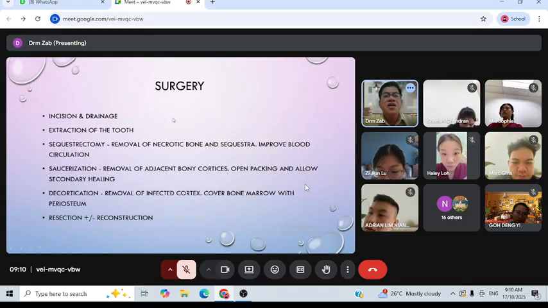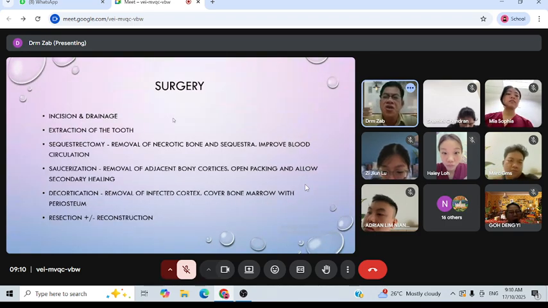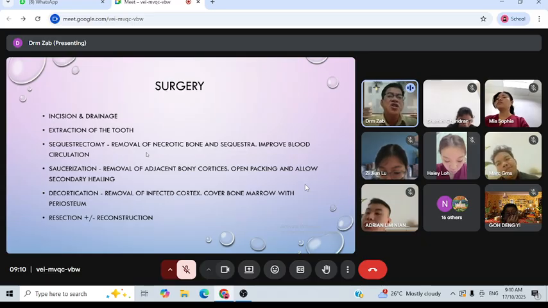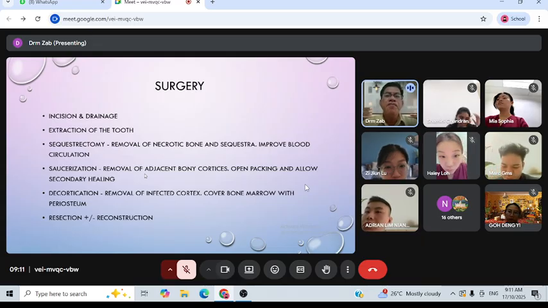The most common ones used are gentamicin or tobramycin beads. Talking about surgery, the simplest surgical procedure that can be done is I&D, incision and drainage. You incise the area, allow the pus to drain, and then you take a pus swab. Or you can remove the source of the infection, either by removing the tooth or doing root canal treatment. Okay, you can do sequestrectomy. This is where you remove the necrotic bone in order to improve the blood circulation into the area. You can also do saucerization. This is where you remove the adjacent bony cortex, allow for open packing, and permit secondary healing.